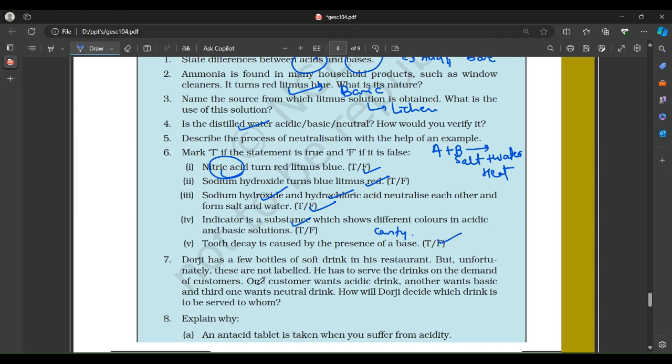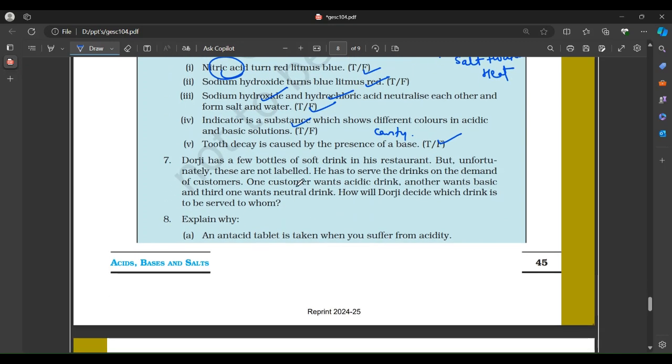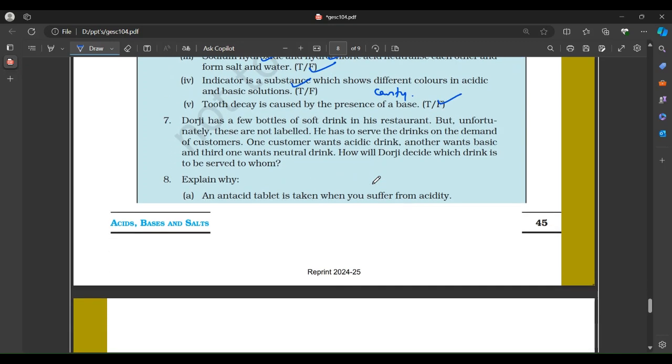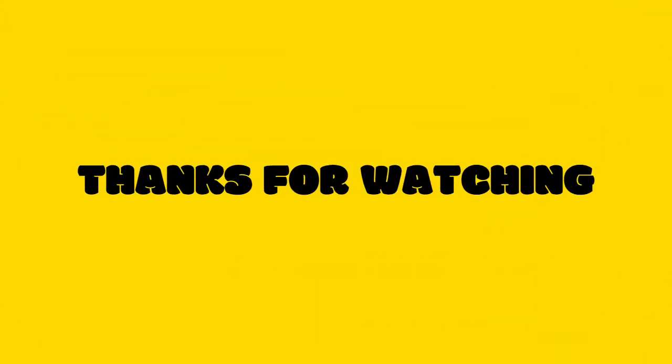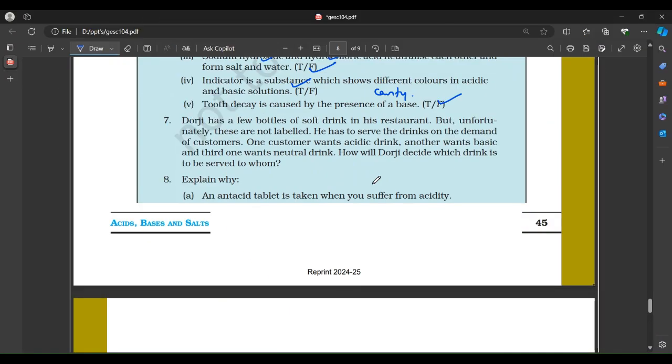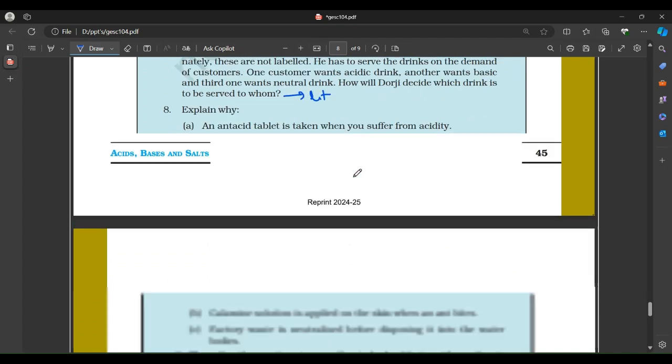Now, Dorji has a few bottles of soft drink in his restaurant, but unfortunately, these are not labeled. He has to serve the drinks on the demand of customers. One customer wants an acidic drink, another wants basic, and the third one wants a neutral drink. How will Dorji decide which drink is to be served to whom? He can just check with the litmus paper. So he can use that method.